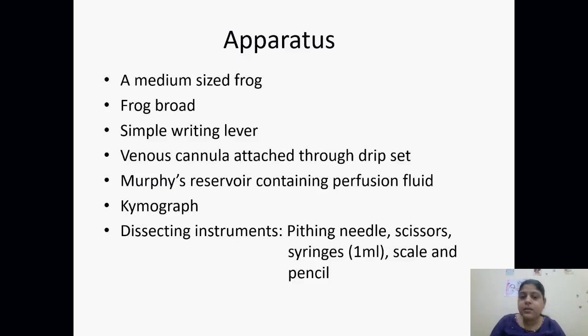Scissors are needed for the dissection, and 1 ml syringes for the injection of various drugs, and a scale and pencil to record the heart rate, amplitude and contractions.